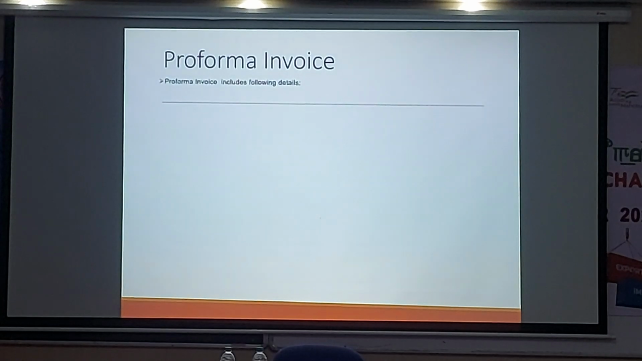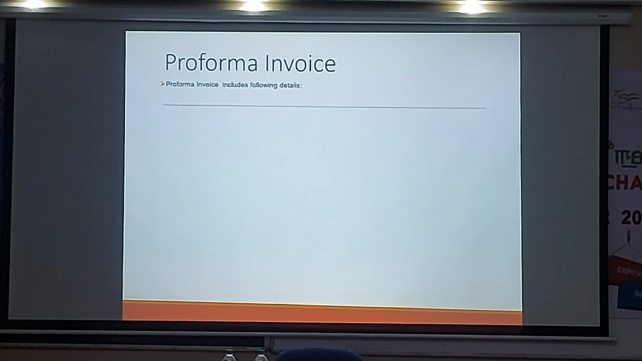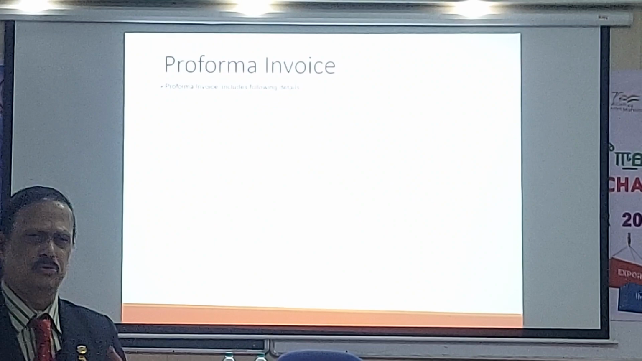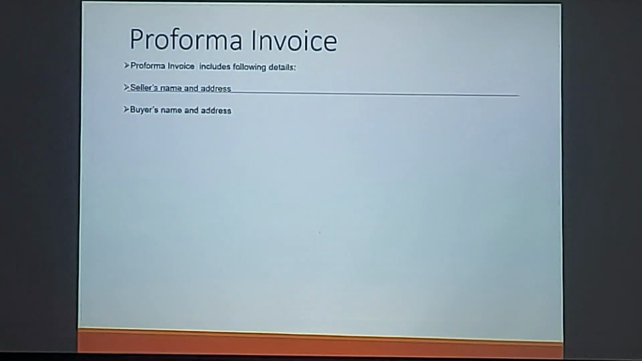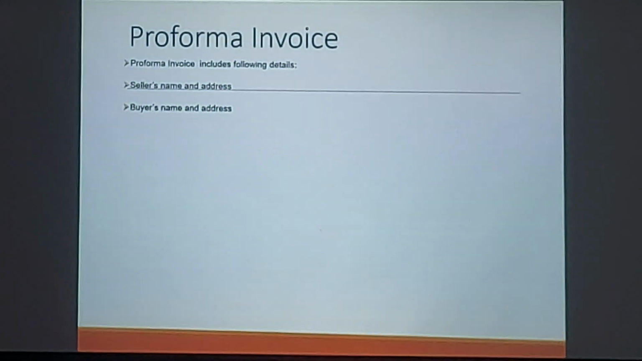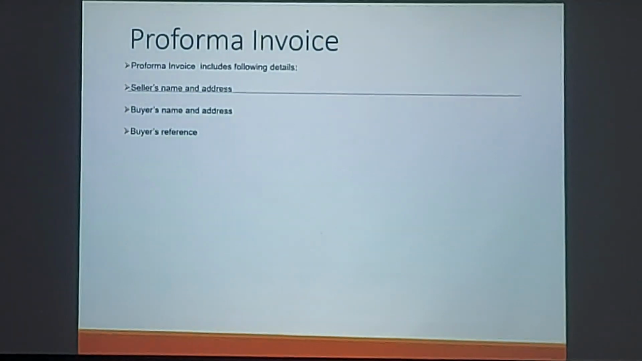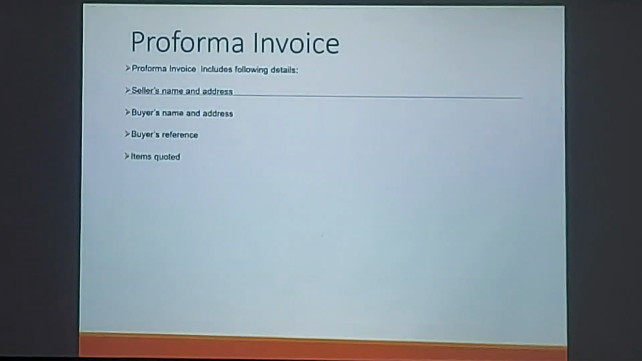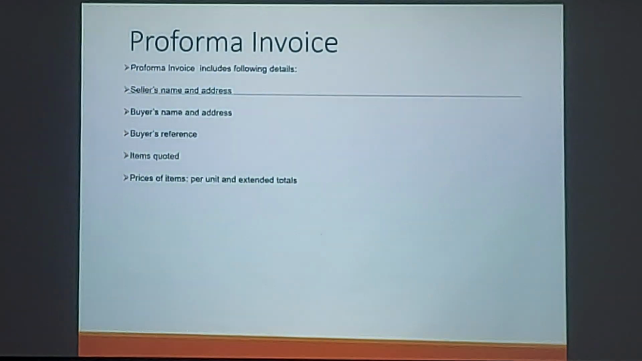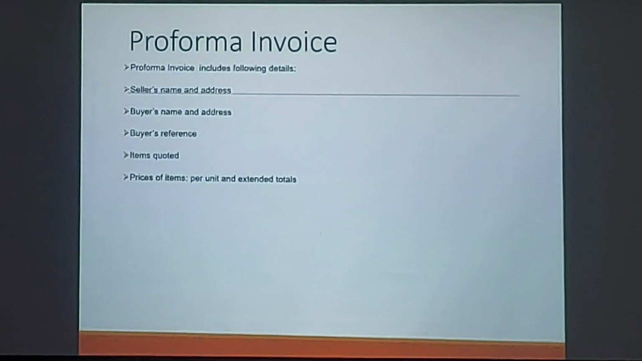So what is a proforma invoice? As I said, it is nothing but your quotation to the party. What should it include? The seller's name and address. If I am giving a quotation, my name and address will be there. Then the buyer's name and address. Then the buyer's reference, if any inquiry reference is there. Then what is the item? Give the description of the item. Then the price, whether it's per kg, per dozen, or per piece.